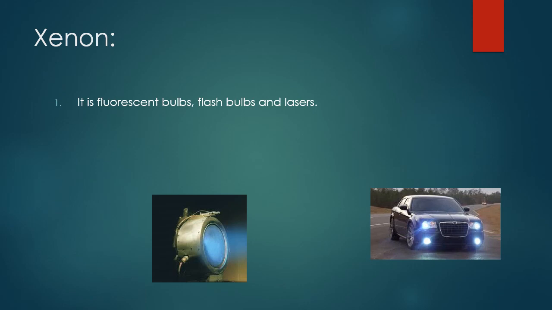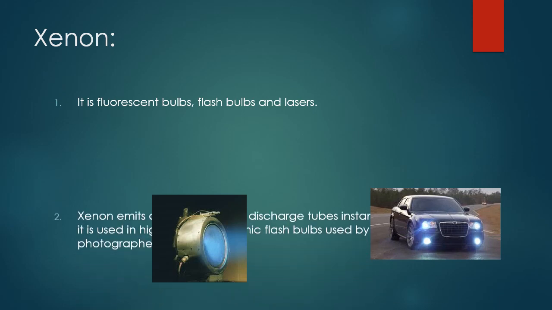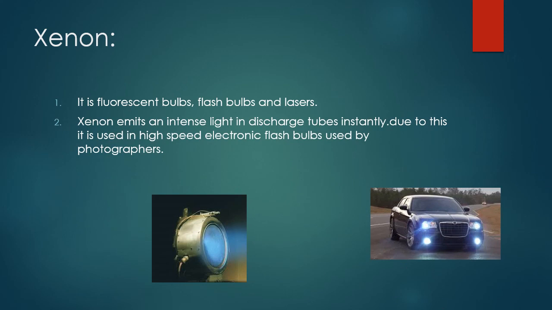Next, the uses of xenon. It is used in fluorescent bulbs, flash bulbs and lasers. It emits an intense light in a discharge tube instantly. Due to this, it is used in high-speed electronic flash bulbs used by photographers. Even in car lights, this is the xenon bulb. Likewise, it can be used in many areas.